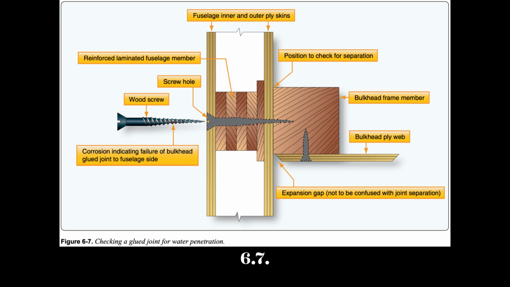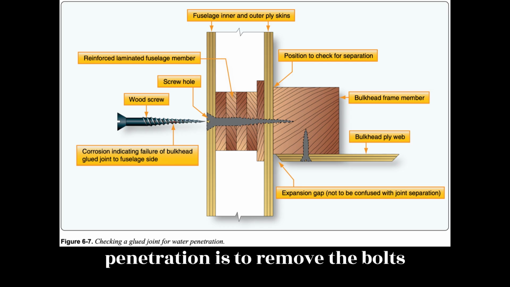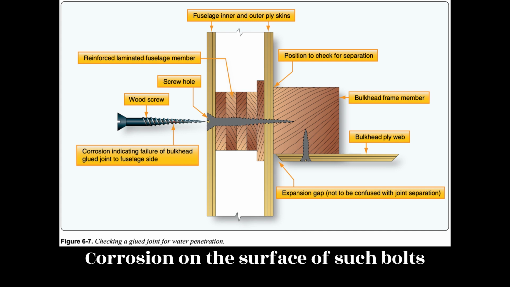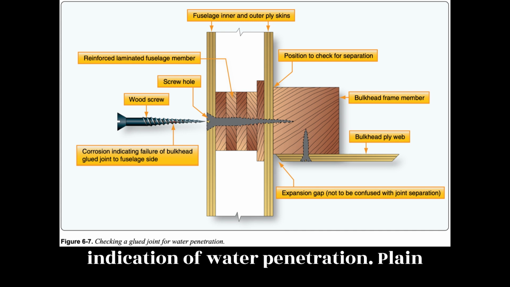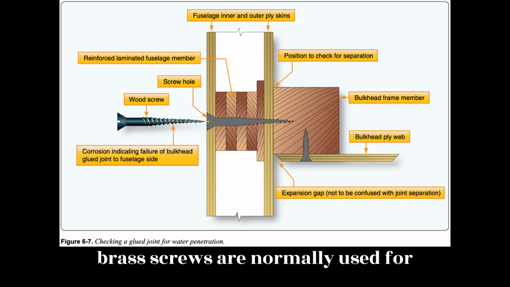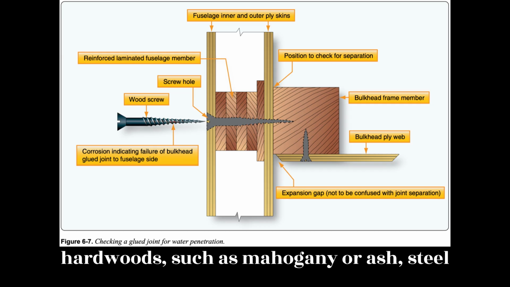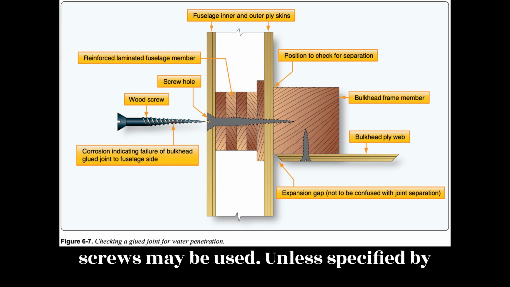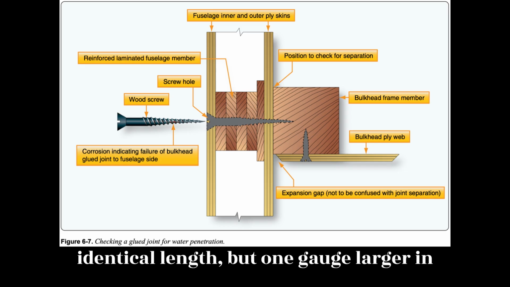Figure 6.7. Another method of detecting water penetration is to remove the bolts holding the fittings at spar root end joints, aileron hinge brackets, etc. Corrosion on the surface of such bolts and wood discoloration provide a useful indication of water penetration. Plain brass screws are normally used for reinforcing glued wooden members. For hardwoods, such as mahogany or ash, steel screws may be used. Unless specified by the aircraft manufacturer, replace removed screws with new screws of identical length, but 1 gauge larger in diameter.